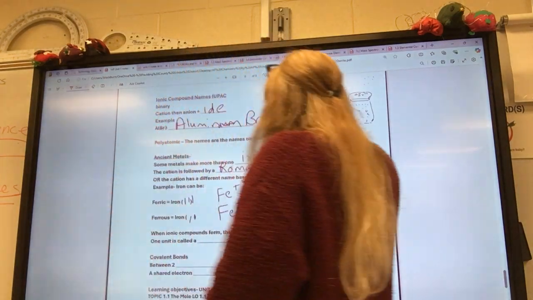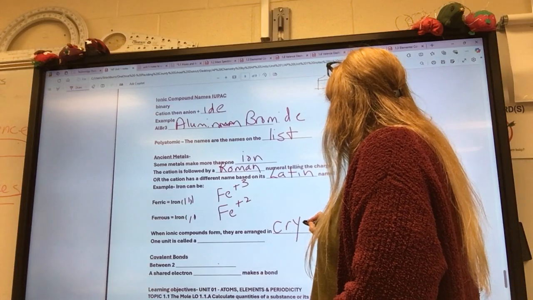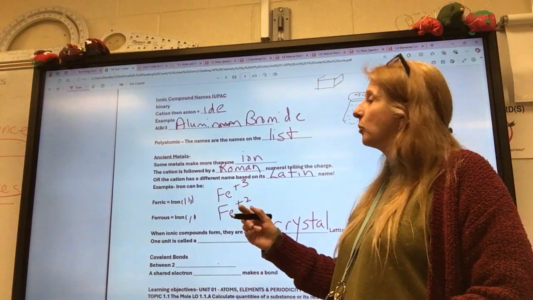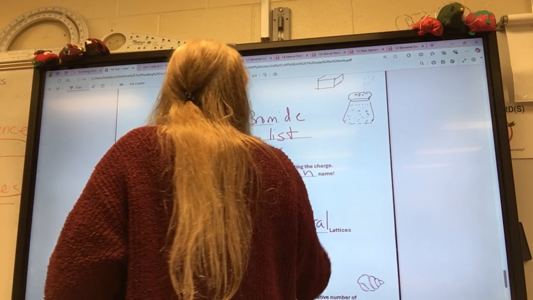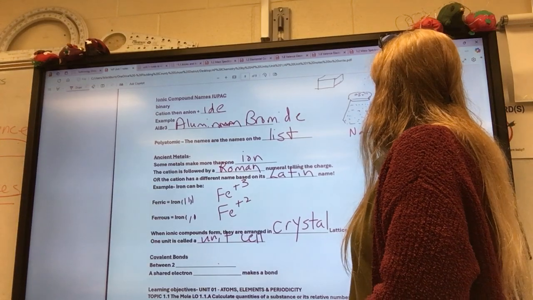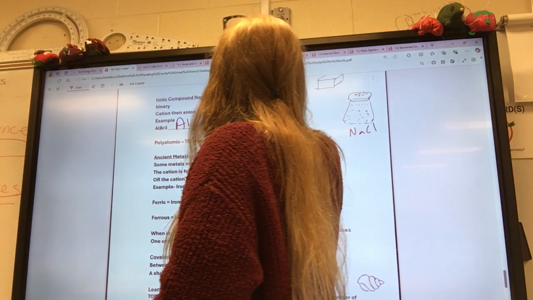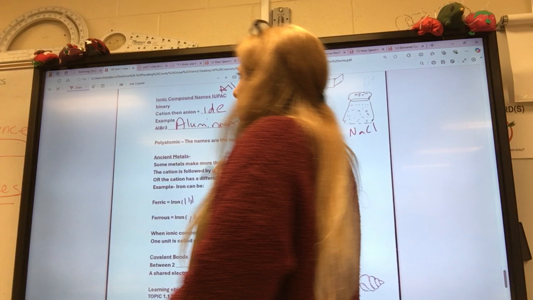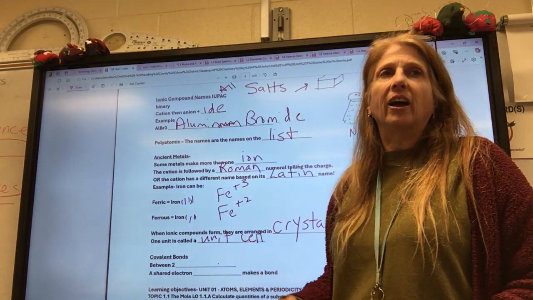Okay, when ionic compounds form, they are crystals. They make crystal lattices. But just one little unit like sodium chloride is called a unit cell. Now, notice that I drew salt on this. We think of salt as sodium chloride, right? But in chemistry, we refer to all of these ionic compounds as salts. They're all salts, okay? Because they make these crystals. So they refer to all of these as salts, ionic salts and so on.